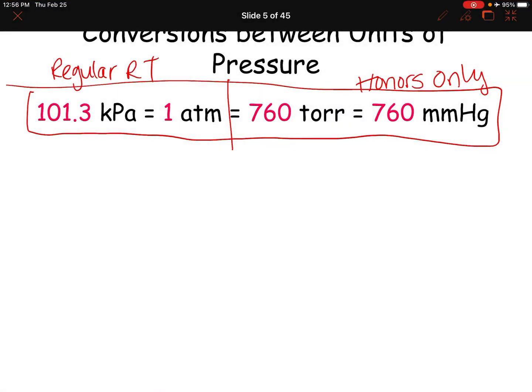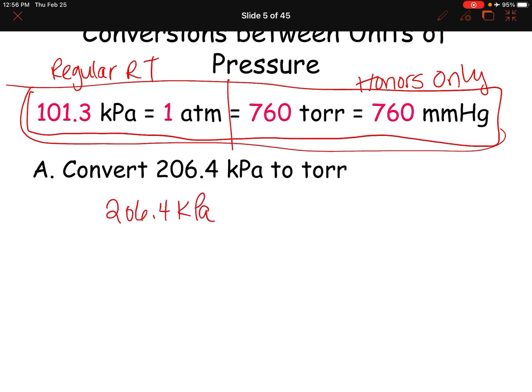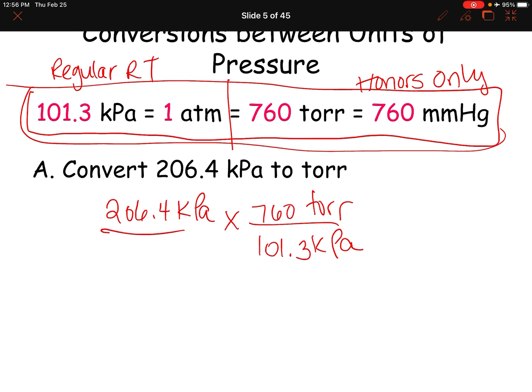So let's do some practice. Let's do some conversions. Convert 206.4 kilopascal to torr. So we have all our conversion factors right here. 206.4 kilopascal. Now, we need to go to torr. We seek torr, we know kilopascal. So I look up here. I see 101.3, I see 760. And you could put this over 1 if you want.